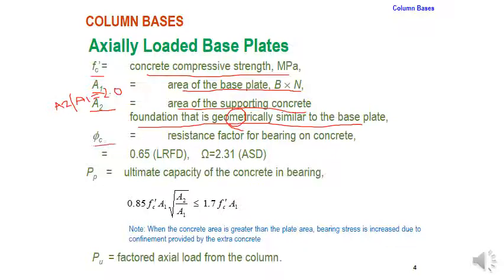Phi C will be the resistance factor for bearing on the concrete. We're familiar with the values. It will be 0.65 in LRFD and 2.31 in ASD.